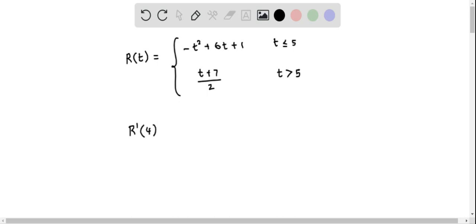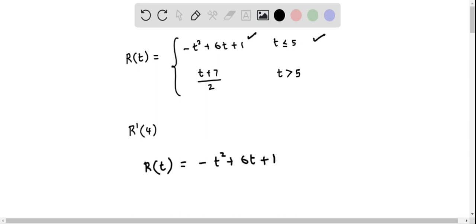To determine this, we have to utilize this first piece, because we have to find r prime of 4, which means we have to consider the r of t function when t is equal to 4. So when t is equal to 4, we consider this part, because this is how it is defined when t is less than or equal to 5. So first, let's write down the r of t. We have r of t equals negative t squared plus 6t plus 1.